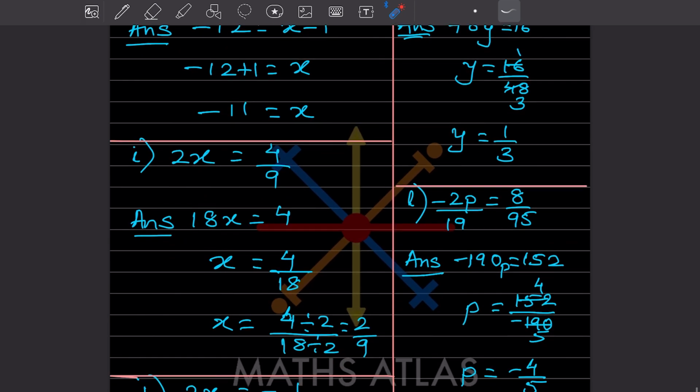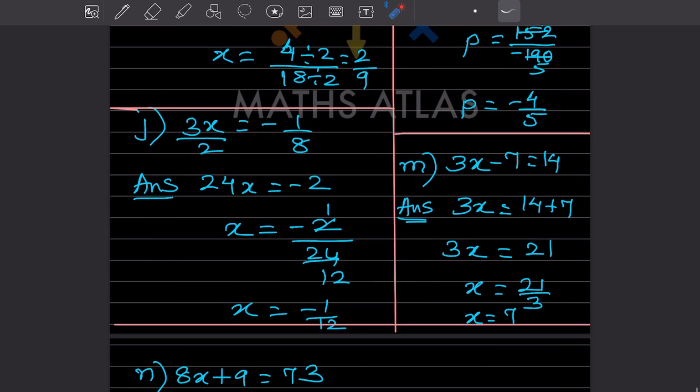Now look at here. This is minus 2p into 95. So when you multiply, you get here minus 190p. And when you multiply this 19 into 8, that is 152. So p is going to be 152 divided by 190. You can simplify it, as I showed you, but anyways, the final answer is minus 4 by 5.